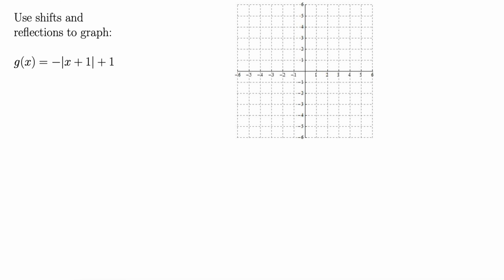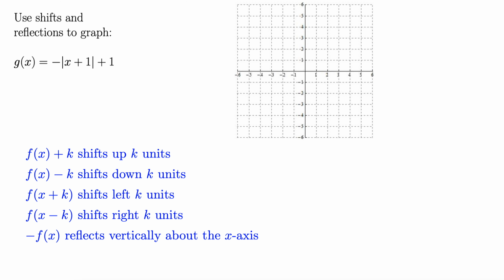Here's one for you to try. Use shifts and reflections to graph g of x equals negative absolute value of quantity x plus 1, plus 1. Alright, so let's bring up the rules of shifting and reflecting here, and then we'll have a shot at it. Okay, so you want to set those to memory eventually. Go ahead and pause the video, give this a try, and then we'll work it together.